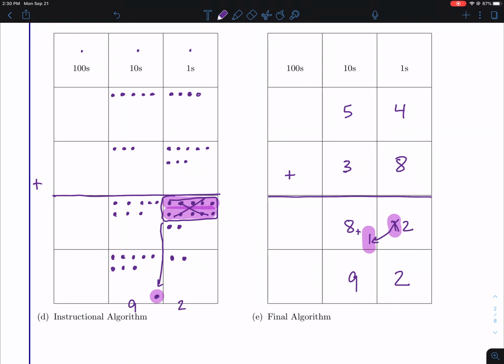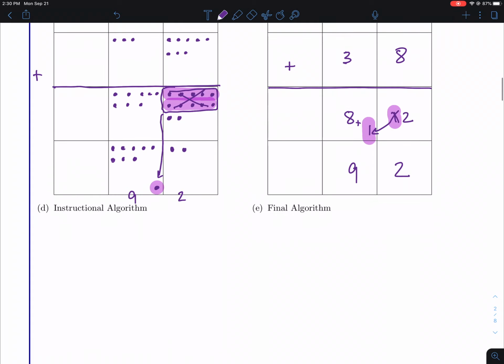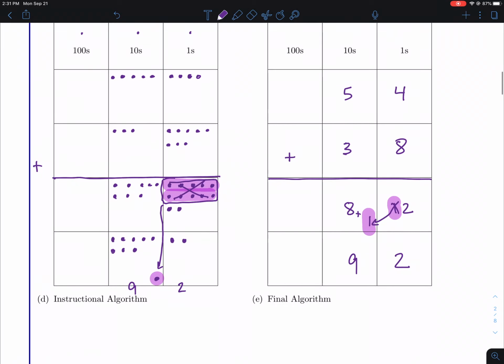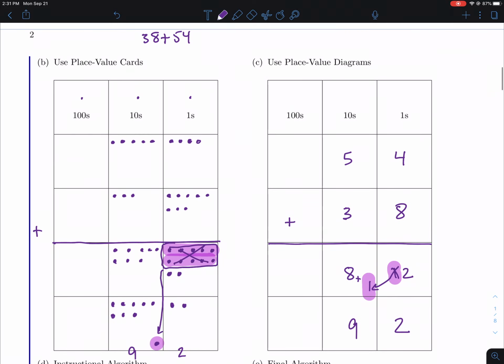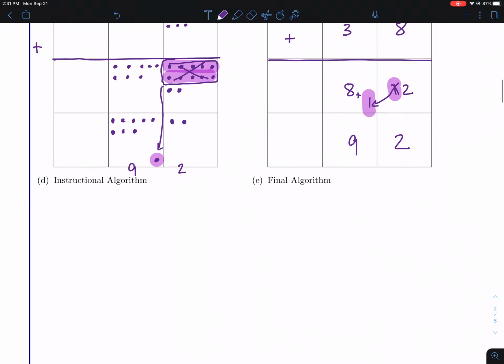All right, perfect. So the instructional algorithm looks similar to what we just did with the place value diagrams, except there's no chart. So we're just keeping track of the units and the tens and the hundreds by ourselves. When we write our answer, we're going to keep a row for units, a row for tens, a row for hundreds, and things like that. So let me show you what I mean here.